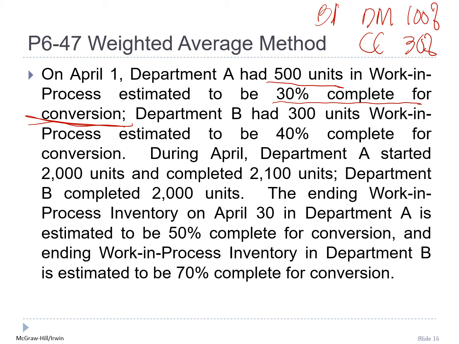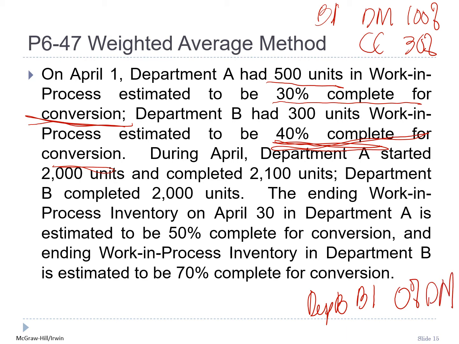For Department B, sabi niya, had 300 units of work in process estimated to be 40% complete for conversion. Tingnan mo to. 40% complete daw yung beginning inventory mo as to conversion. Eh di ba, dun sa previous slide, sabi niya sa Department B, additional direct materials will be added if the conversion cost is 50% complete. So in this case, sa Department B, yung beginning inventory niya, 0% complete as to direct materials. Bakit 0? Kasi hindi umabot ng 50%. 40% lang. Ang conversion cost niya is 40%.